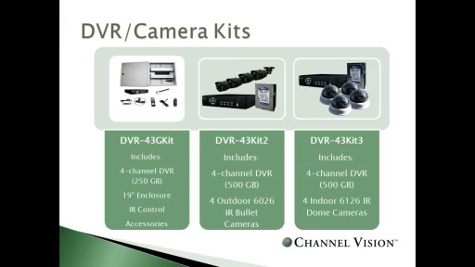Our Kit 2 offers a 4-channel DVR, 500 gigabyte hard drive, and 4 outdoor bullet cameras. And our Kit 3 offers 4 indoor dome cameras with 540 TV lines and IR. Both Kit 2 and Kit 3 carry an incredible, great dealer price, well under $600, to offer your customers some unique solutions.